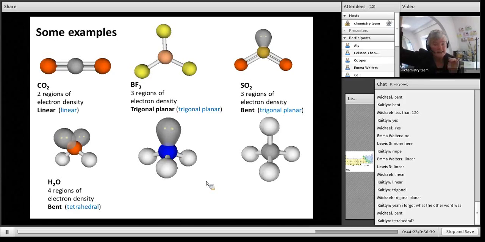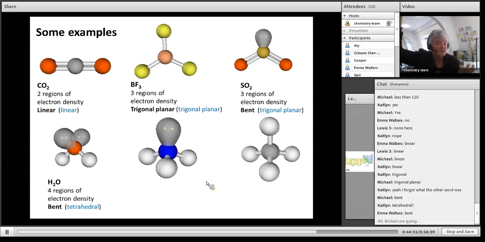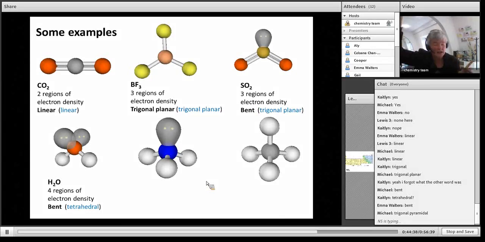Okay, the electron geometry is tetrahedral because it has 4 areas of negative charge, so the bond angles will be 109. But because the nitrogen has 1 lone pair, the shape name changes from tetrahedral to trigonal pyramidal. So think of this as a pyramid, the nitrogen being a bit higher than the hydrogens.